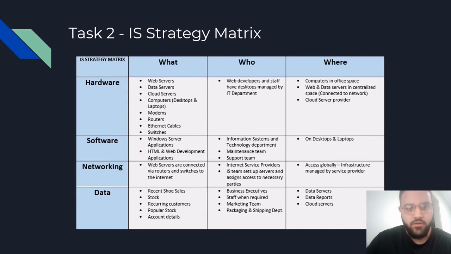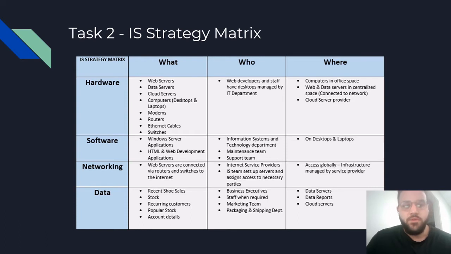As for hardware, what do we need? We need web servers, data servers, cloud servers, desktops, laptops, modems, routers, Ethernet cables, and switches. Now, who's going to be using those? The web developers and staff who have the desktops managed by the IT department of the business. Where are they? They'll be in computers and office spaces, which could be at home or on-site, web and data servers in centralized space connected to a network, and even cloud service providers.